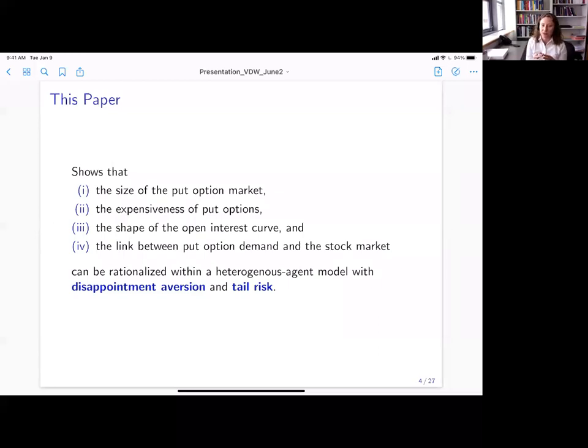Okay, and this last result in particular, about the connection between the two markets, and I will show you some results about the cyclicality of the option market and the co-movement with the stock market, naturally arises because shifts in what I will call market demographics, which will be just the wealth distribution between the two agents, will be driving both prices and quantities in this model.